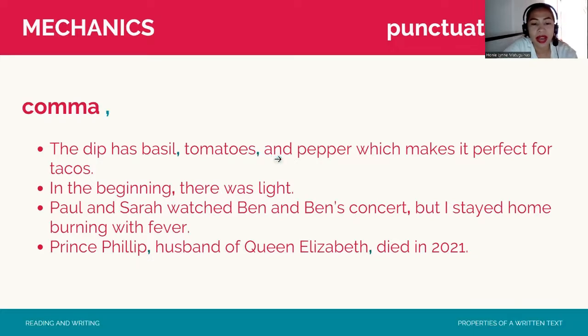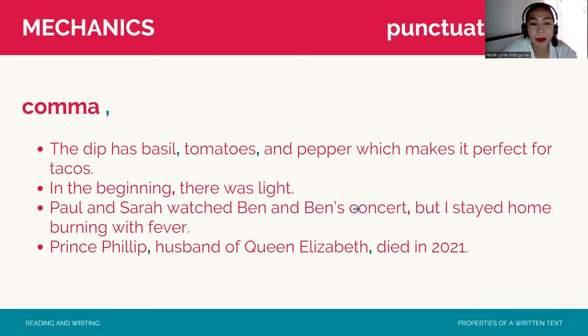Next, use a comma after the introductory phrase. In the example, a comma is placed after the phrase "in the beginning." Next, use a comma before coordinating conjunctions like the FANBOYS: for, and, nor, but, or, yet, so. In the example, the comma is placed before "but," a coordinating conjunction.